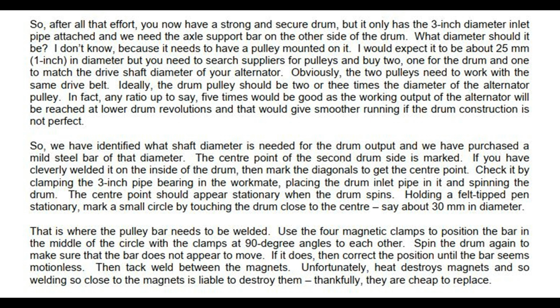Holding a felt-tipped pen stationary, mark a small circle by touching the drum close to the center, say about 30 mm in diameter. That is where the pulley bar needs to be welded. Use the 4 magnetic clamps to position the bar in the middle of the circle with the clamps at 90-degree angles to each other. Spin the drum again to make sure that the bar does not appear to move. If it does, then correct the position until the bar seems motionless.